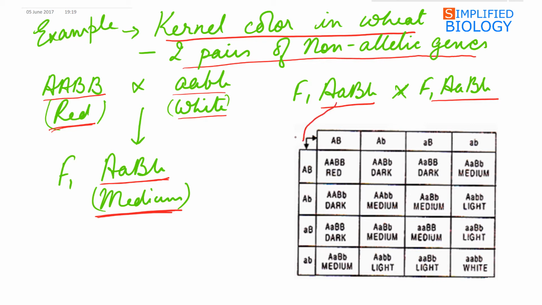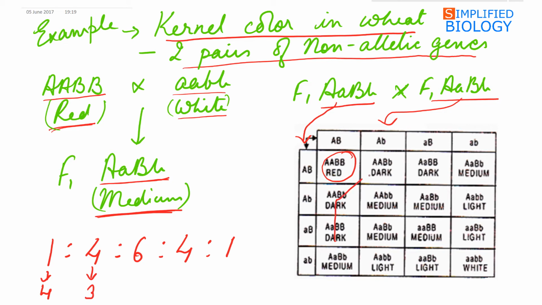Now these are the gametes of one parent and these are the gametes of the other parent. When these two are crossed, the F2 ratio is 1:4:6:4:1. Means in one case, all four are dominant, that is this case. In four cases, three are dominant, these four cases. In six cases, two are dominant, means these six. In four cases, one is dominant, means these four. And in one case, neither of them is dominant. So the F2 ratio, you can see, depends upon the number of dominant genes present. It doesn't matter whether they are A or B.